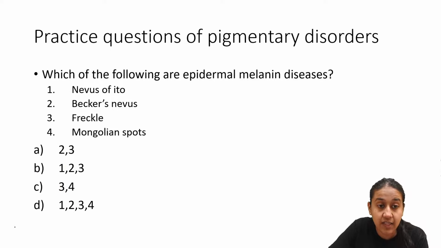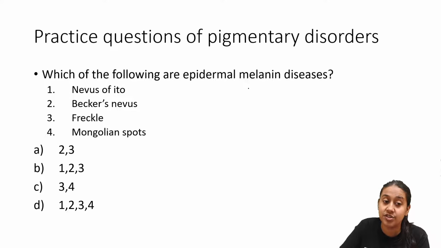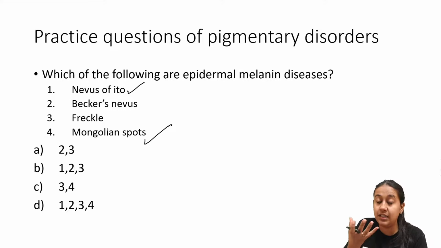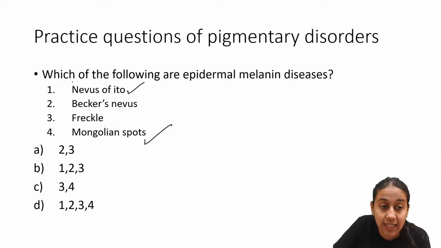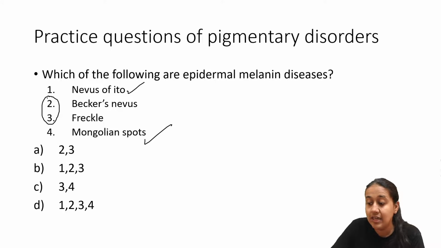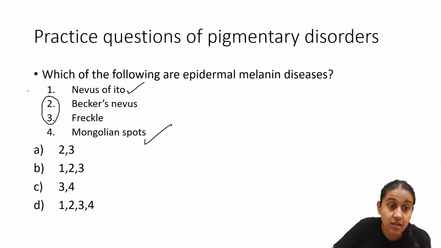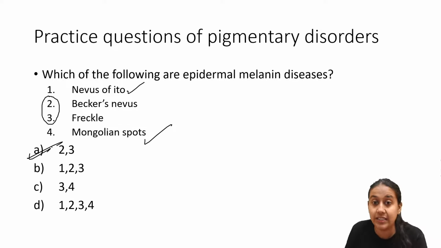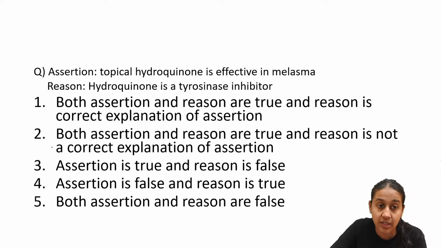Now here there is a very important point, that what are the epidermal melanin diseases? What did I tell you just now? That nevus of Ota, Mongolian spot, they are the dermal melanocyte. The only correct answer is option number 2 and 3, that is Becker's nevus and freckle. So the answer becomes number 2 and 3. Very easy, we have just now done it.